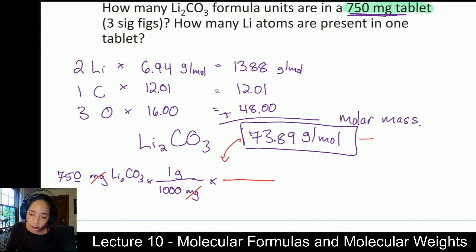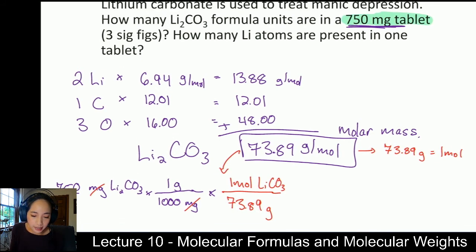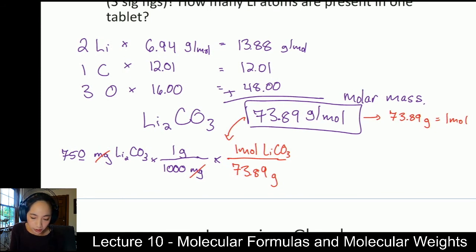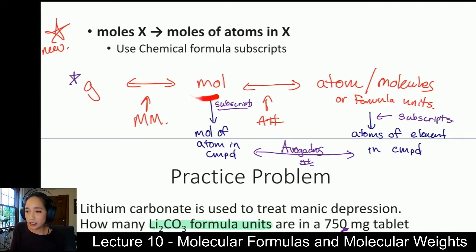If I rewrite that molar mass as a conversion factor, remember it's 73.89 grams of lithium carbonate is equal to 1 mole of lithium carbonate. Since grams is in the numerator, I want to put 73.89 grams on the bottom, 1 mole of lithium carbonate up top. It's asking for formula units. If you look at the units now, grams cancels, so now I'm in moles of lithium carbonate. If we look back at our roadmap, we went from grams to moles by using the molar mass.